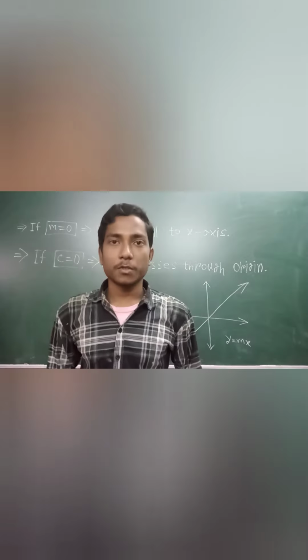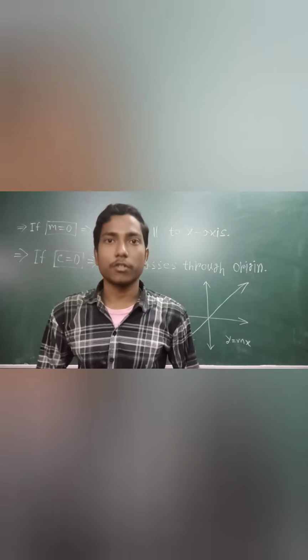And the fourth case is where both m and c are less than 0. So in that case, the straight line will make an obtuse angle with the x-axis and also cut the y-axis below the origin. Thus the straight line will be like this. So next time you see an equation of a straight line, I hope you will be able to imagine its graph.